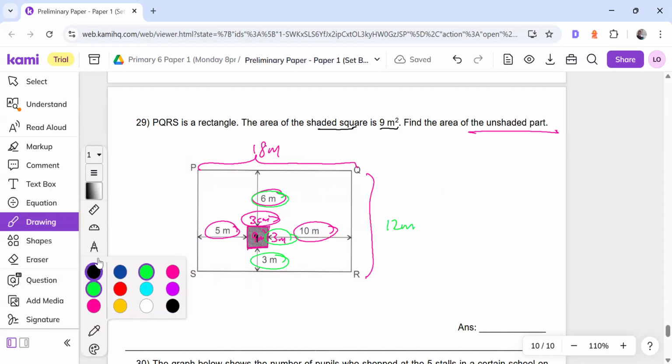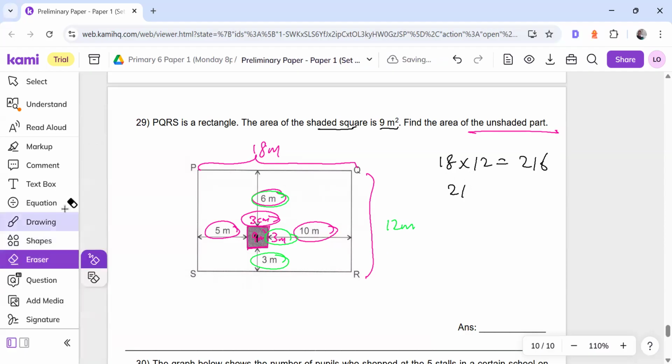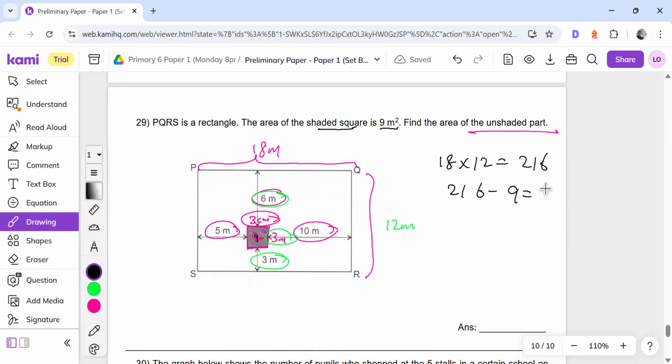So what's the area of this rectangle? 18 times 12, right? Do your working. You are tested on how to multiply two-digit numbers, so I hope you know how. Then after that, take away method: 216 minus, take away means minus the square, minus 9. And you get the unshaded part. So your answer will be 207 meters square.